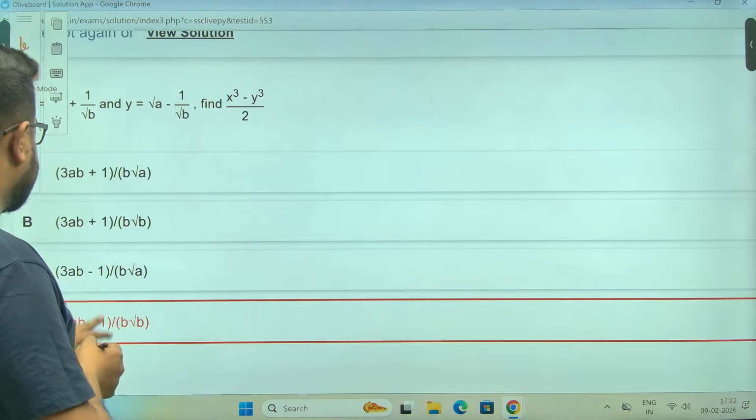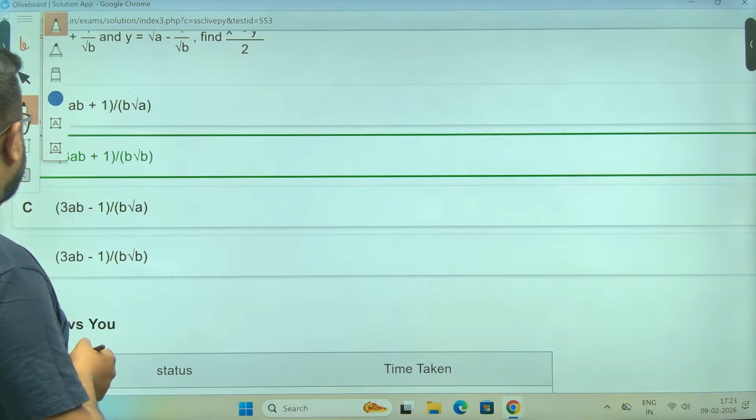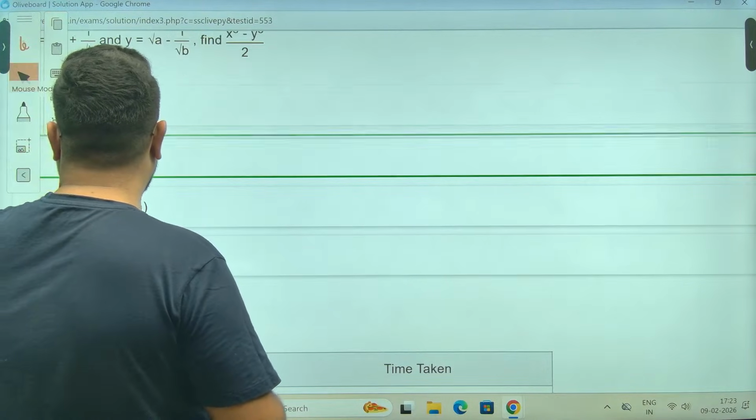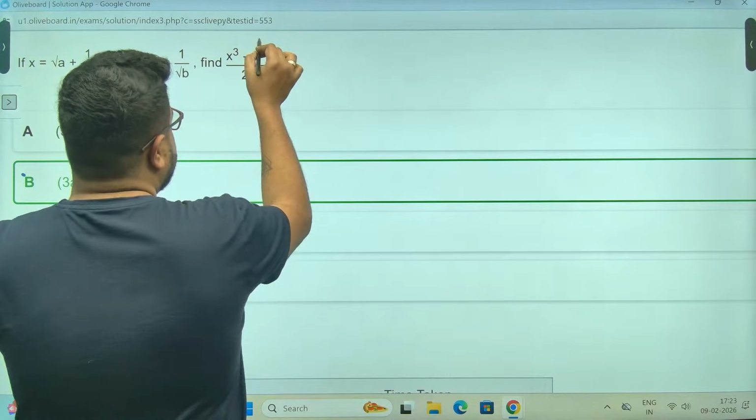I'm quite certain if this is not the case, then this is the answer. I've made a plus minus error somewhere, because in the denominator, it has to be B root B only. I have made some error somewhere in calculation. Let me just do this once more.